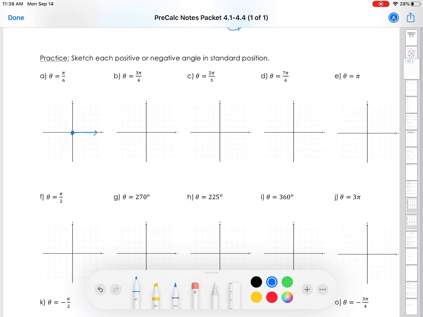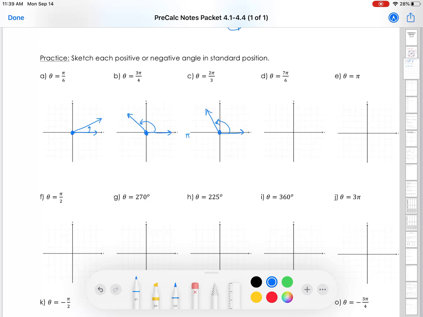So the first one is pi over 6. That will be 1/6 of the entire first half, the first semicircle. So that should be about here, and that's my pi over 6. 3 pi over 4. Again, remember, a full pi is half of the circle, so that's 3/4. Should be about here. 2 pi over 3 should be about 2/3 of the top half. So, whoops, that's a terrible line, sorry. If this is pi over here, so 2/3 should be about here.